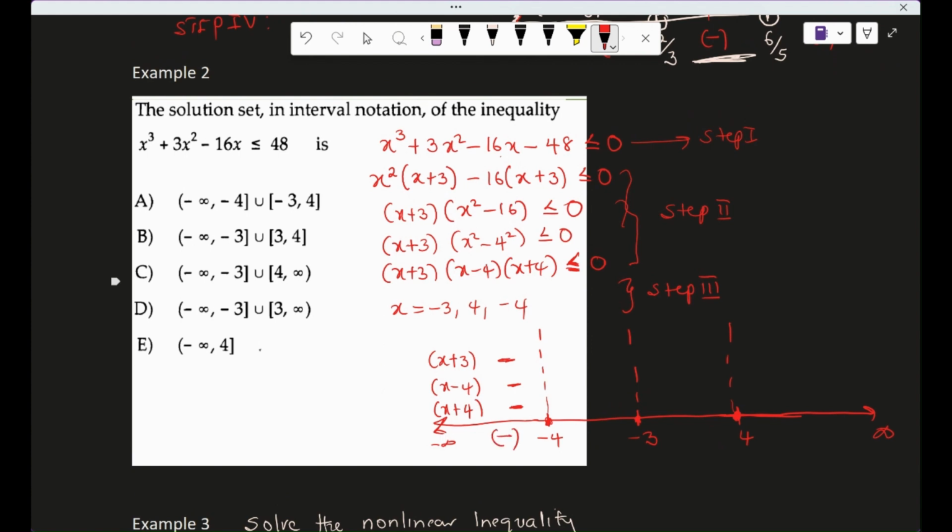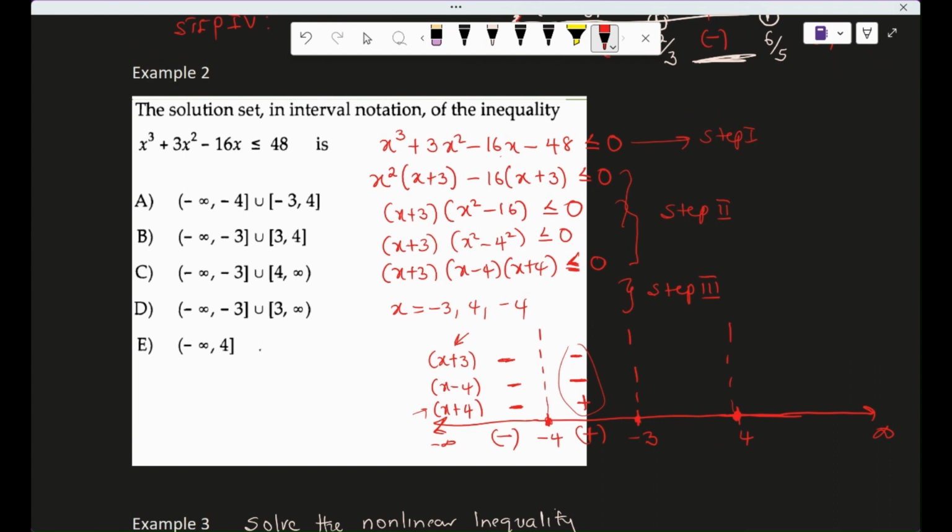Now, between minus 4 and minus 3, we can take minus 3.5. If you substitute minus 3.5 here, minus 3.5 plus 3 is going to be minus 0.5, so it's negative. Minus 3.5 minus 4 is definitely negative. But minus 3.5 plus 4 is a positive number, right? So the product of two negative numbers and a positive number will end up being a positive number.